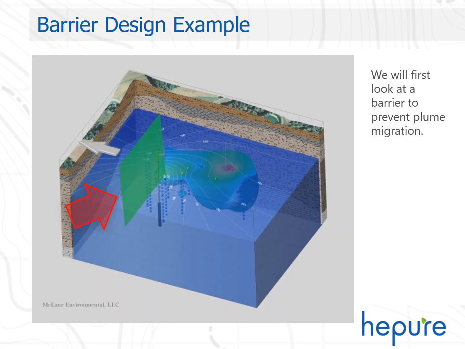We will now look at a barrier placed in front of the plume. Many applications are barriers due to the long life of ZVI. This allows for containment of the plumes and prevention of off-site migration during the process of assessing the on-site impacts and developing source and remediation methods.